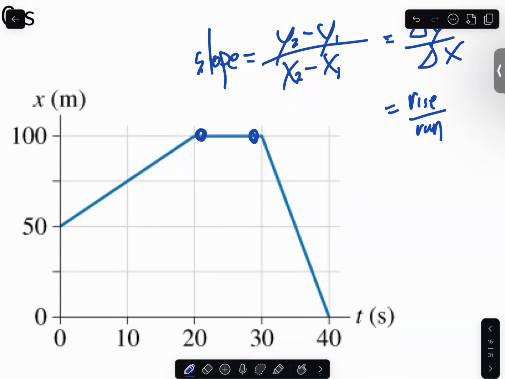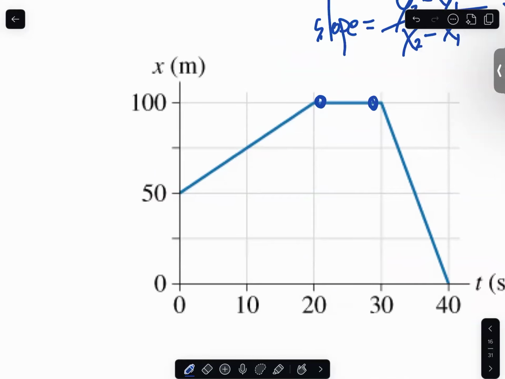Question G, real fast, quick like a bunny, find the slope at time 15 seconds. Question G, find the slope at time 15 seconds. You can interpolate, if you need.